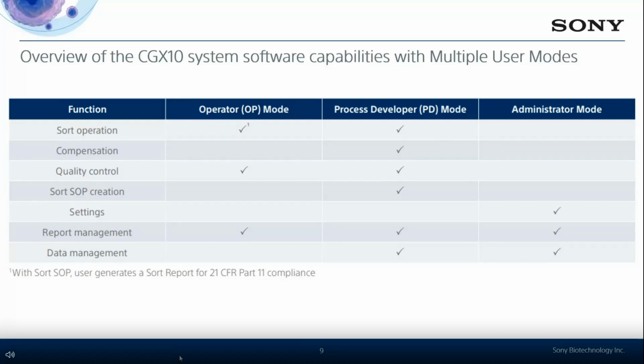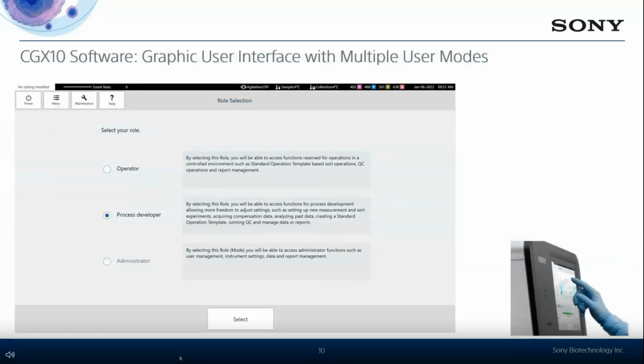Last is administrator. They engage in both report and data management. They are also able to create the password or barcode protected accounts used by the other operators of the system. So this is an example of the graphical user interface with the multiple modes. After logging in with a password or a barcoded badge, which is included on the system, they are able to select the appropriate role for what's being carried out at a particular time. And each of these permissions is granted on a user-by-user basis.